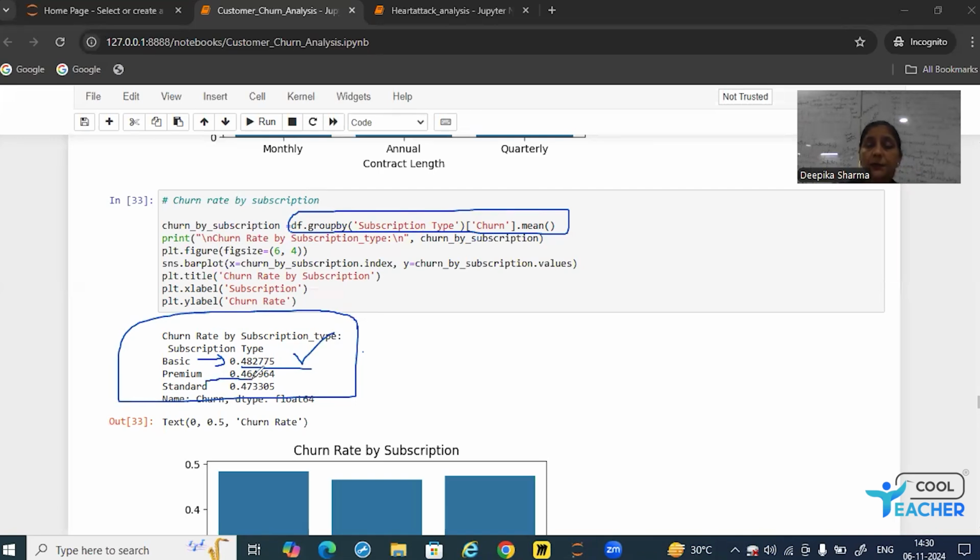Premium subscription type, though the churn is there, but it is less, 46. And the standard subscription type, it is 47. So it means the highest churn rate, the people are leaving the services in case of basic subscription type. But if the people are taking a premium subscription type, that one is good. If we align a premium subscription type to the customer, in that case the churn rate would be less. So in this way also one can think how to plan out the strategies here.